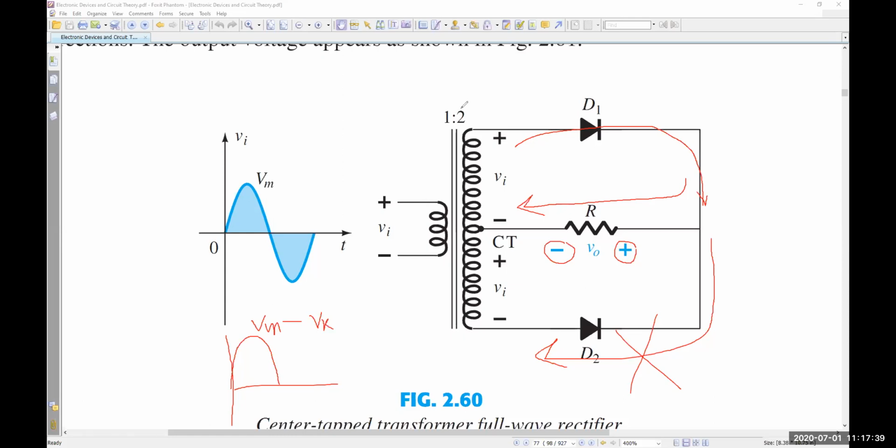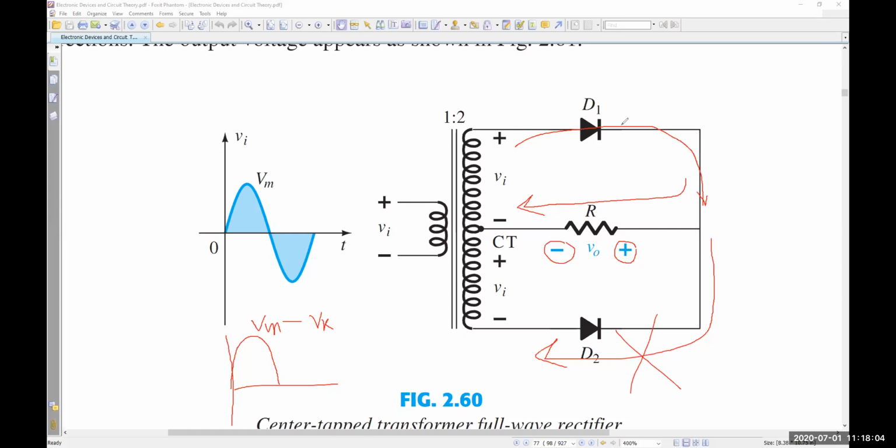Previously, in the full wave rectifier, that is called bridge. This is called center tap. In the bridge, you have seen 2 diodes were being used, right? Here, how many diodes are being used? 1, right? That's why Vm minus Vk. Previously, the loss was double. Here, the loss is half.